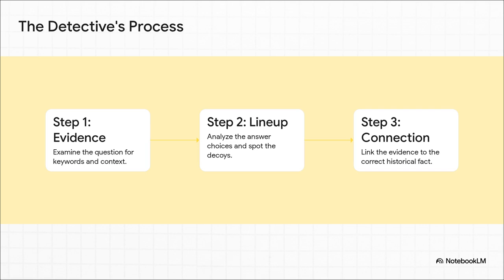What are the key words in the question? What is it actually asking? Second, you analyze the lineup of answers. And I can promise you, some of those are just there to throw you off track. We'll call them decoys. And third, once you've cleared away all those distractions, you just find the connection between the clues and the right historical context. Let's see how it works.